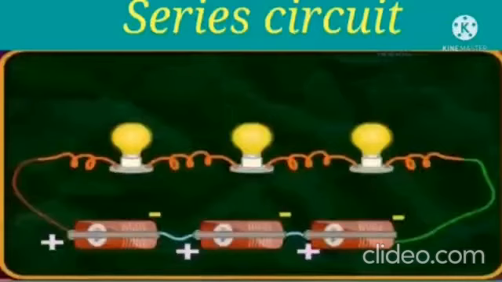In this method, the positive terminal of the first cell or bulb and the negative terminal of the second cell or bulb are connected. Series bulbs are generally used in decorative items at the time of marriages and other festivals. So generally these series bulbs are used on festival occasions. Okay, students.